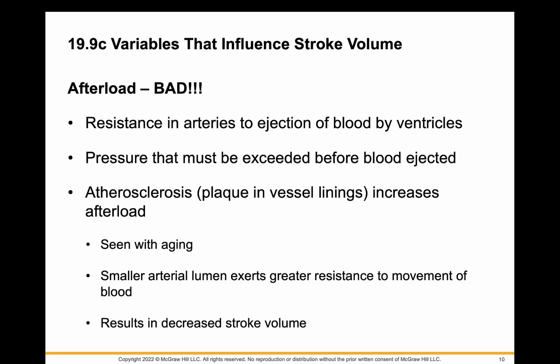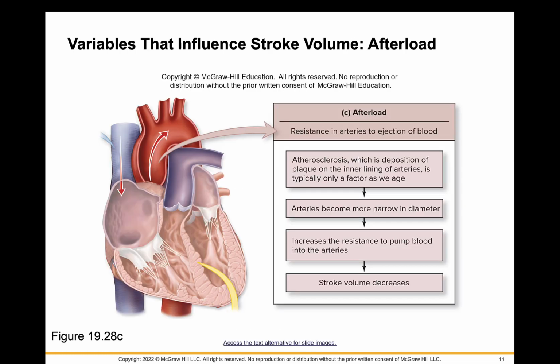So what we see is a smaller lumen of the artery. This increases the resistance, so the heart has to work harder just to open the valve, so there's not as much force left to actually push volume, blood, out of the ventricles. Now we have a decrease in stroke volume. So here, let's take a look at the impact of afterload.